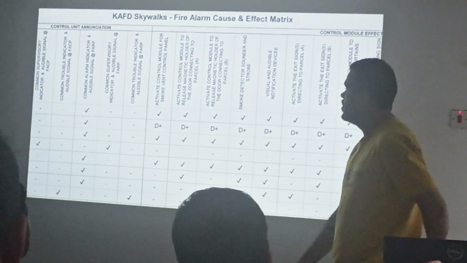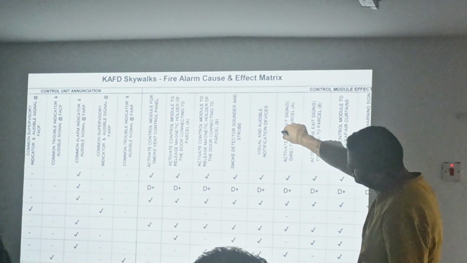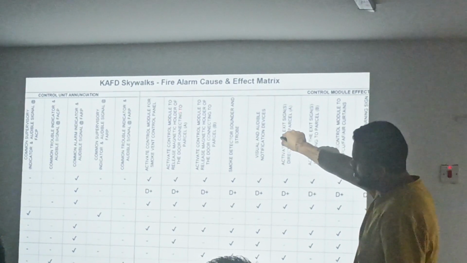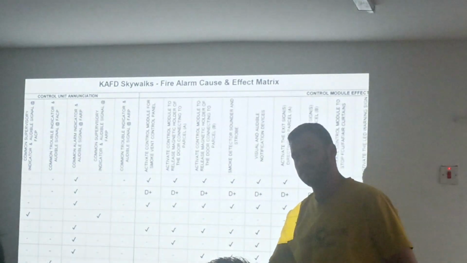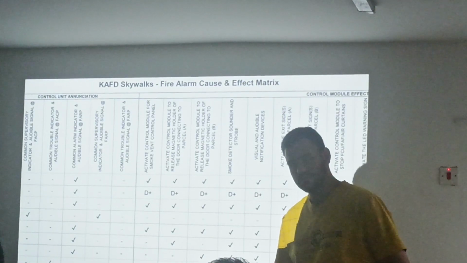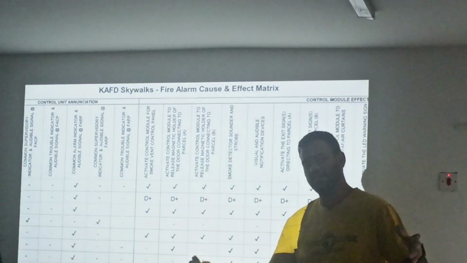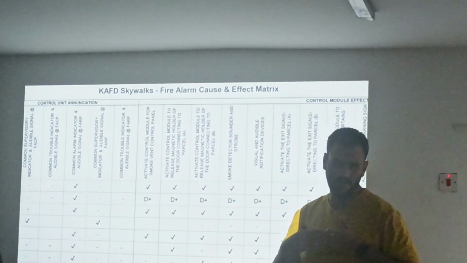For example, if someone pulled the manual call point, as you can see here, activate control module to release the magnetic door holder. So we understand that if someone pulled the manual call point, the magnetic door holder will be released. So the door is open now. If the magnet is released, the door will close.